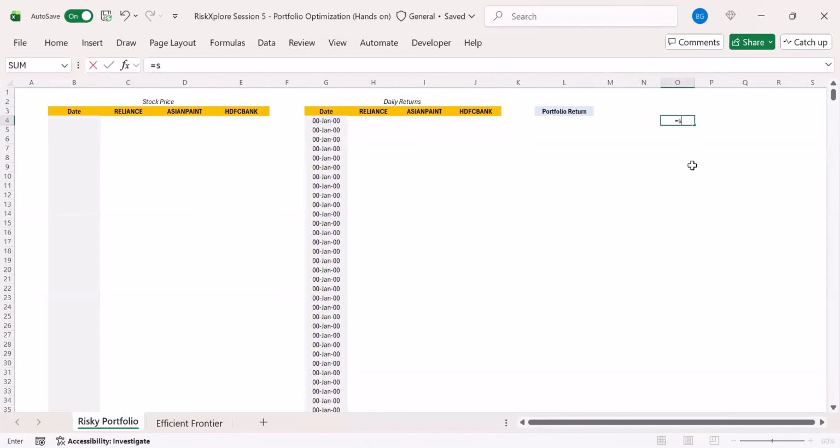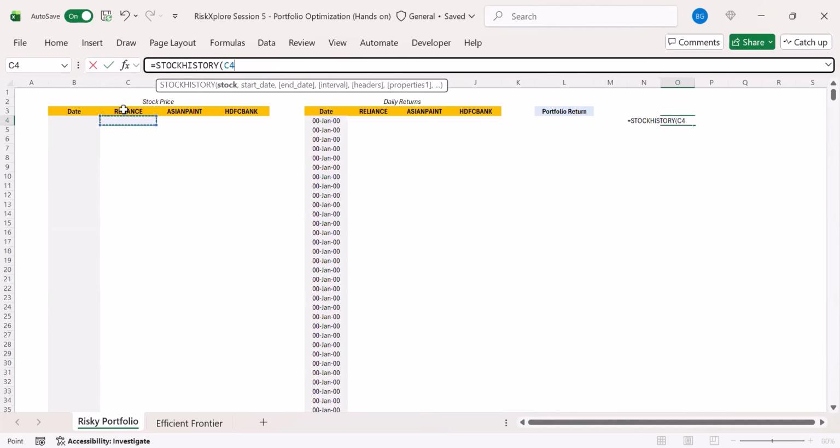Equals stock history function. Again, the stock history function you will find in either Office 365 or Office 2021, not in legacy Excel versions, the versions prior to that. Now we have to give the ticker symbol of the stock that we are trying to fetch data for. So the ticker symbol is, let's say, Reliance. We can either type out Reliance or we can refer to Reliance from here as well.